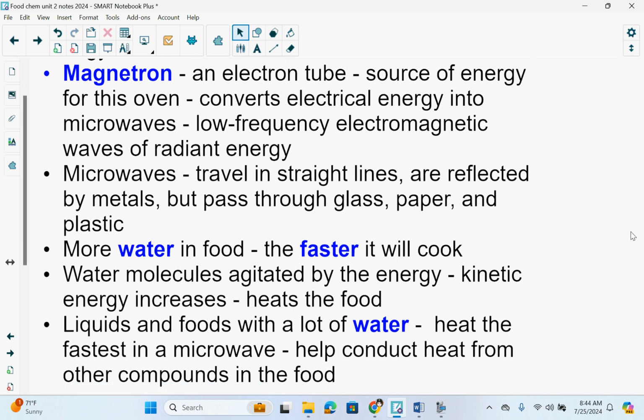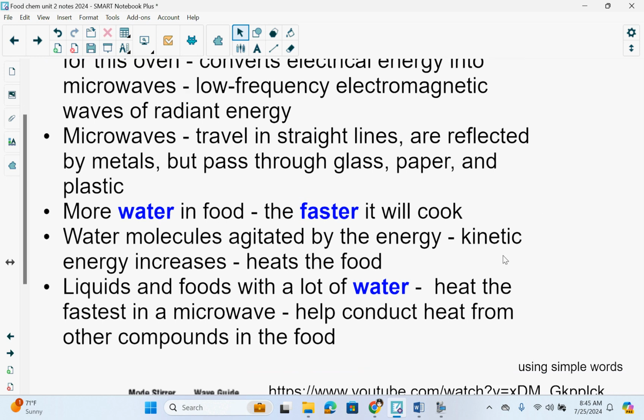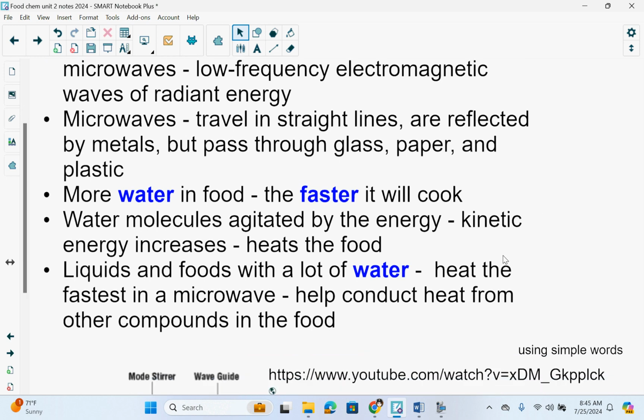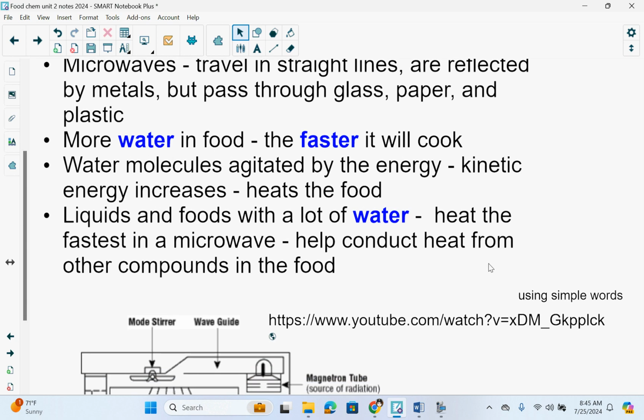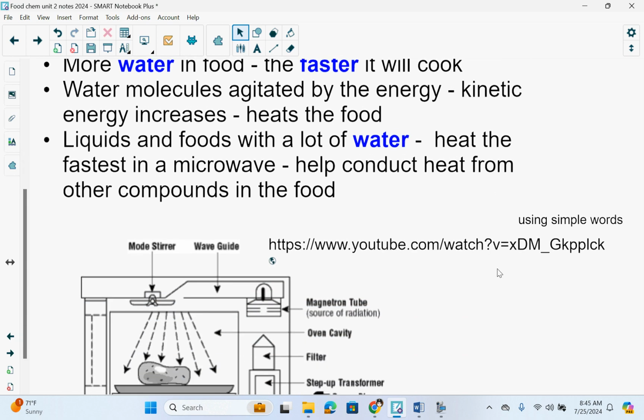Now, if you have more water in your food, the faster it will cook. Water molecules are agitated by the energy, and that kinetic energy increases, right, and heats the food. So really the microwaves are searching for the water in your food. The more water you have, the more agitation, the more heat that goes into the food. Liquids and foods with a lot of water heat the fastest in a microwave. It helps conduct heat from other compounds in the food. So drier foods can be heated up in the microwave, but really the microwaves are looking for the water.